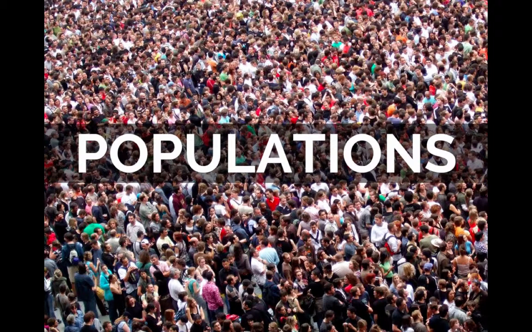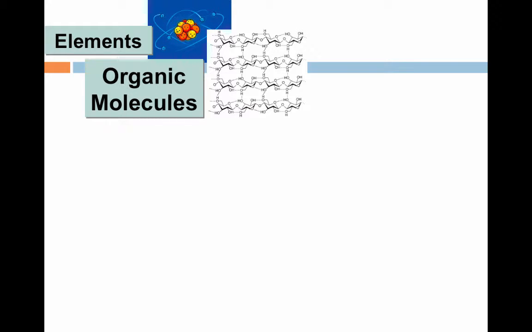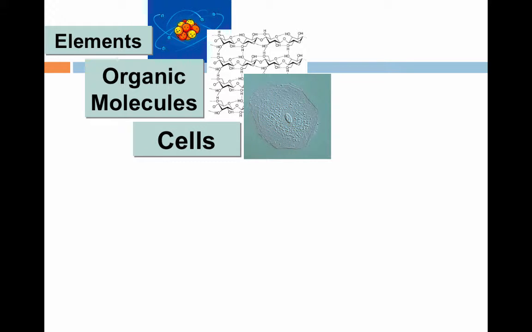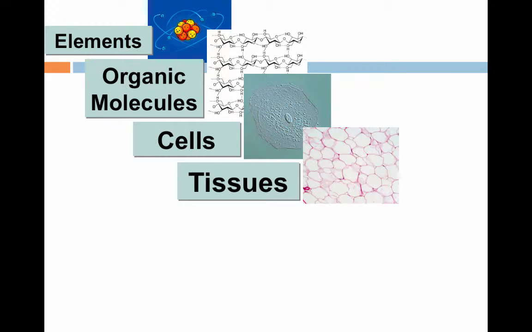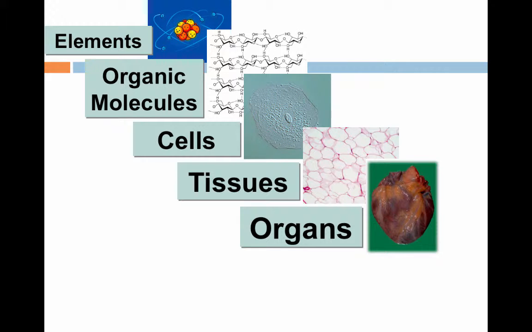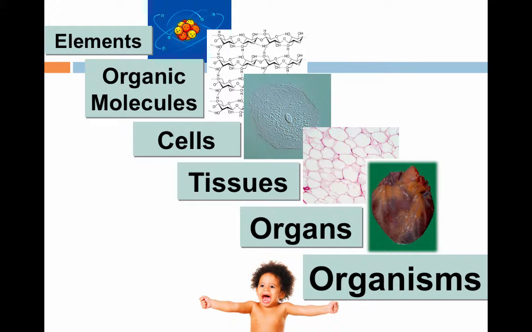This video is about population size and how it's influenced by birth rate, death rate, immigration, and emigration. What you'll learn this year in biology is that the smallest part of anything is called an element. Elements come together to form organic molecules. Molecules come together to form cells. Cells come together to form tissues. Tissues come together to form organs. And organs come together to form organisms.